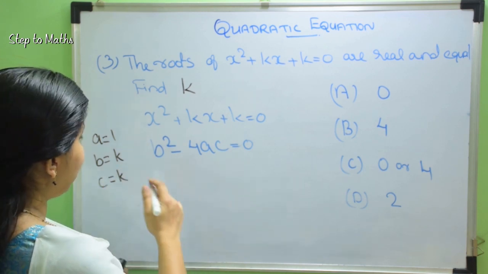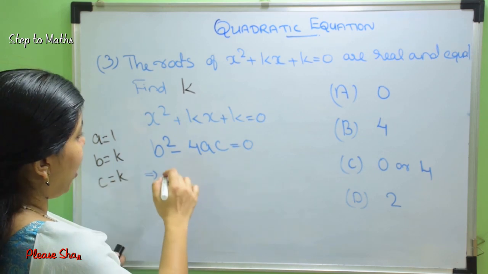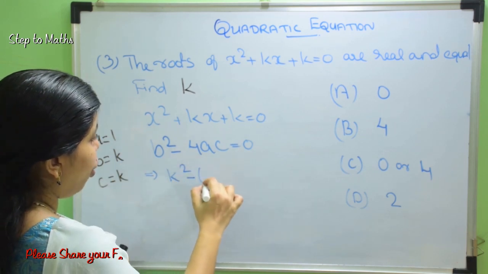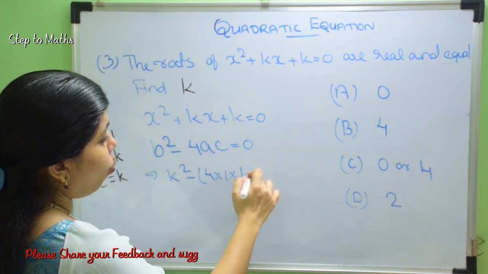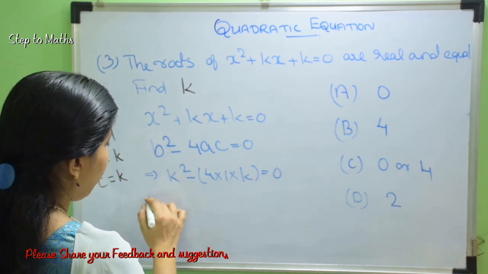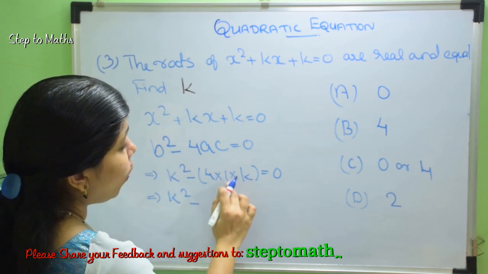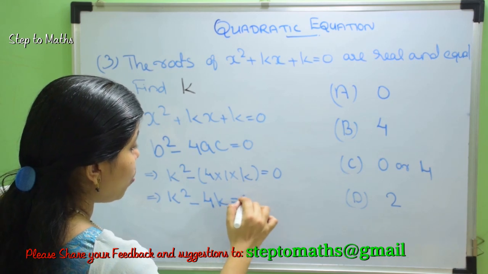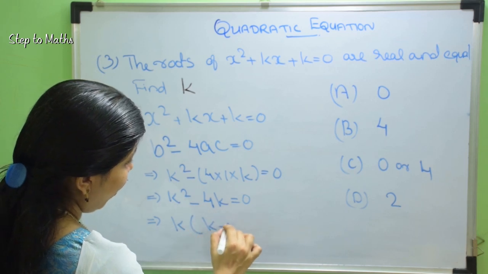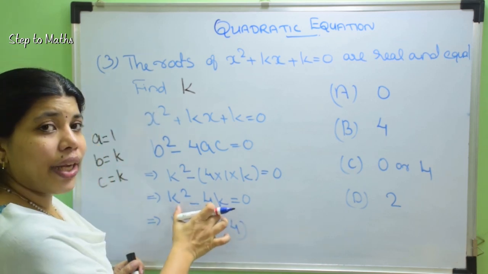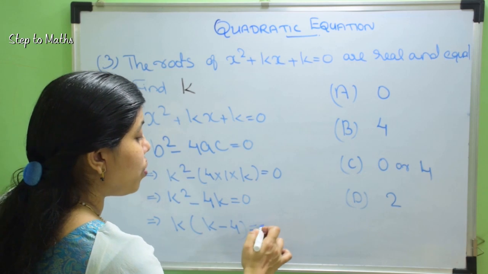Then b square minus 4ac is k square minus 4 into a is 1 and c is k, 4 into 1 into k equal to 0. That implies k square minus 4 into 1 into k is 4k equal to 0. Or we can write it as k into k minus 4. From the two terms, take k as common. So we can write k into k minus 4 equal to 0.